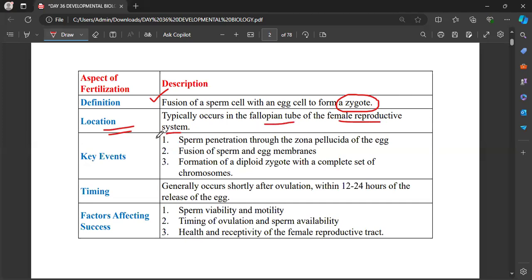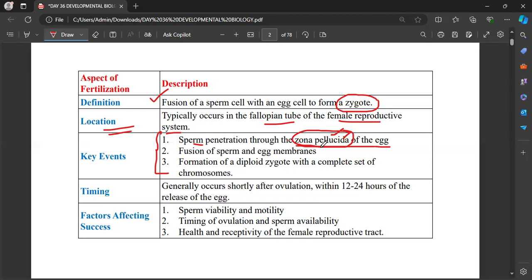Okay, and what are all the things that happen in the process of fertilization? If fertilization has to happen in the fallopian tube of the female reproductive system, the first thing is that the sperm has to reach the egg. To reach the egg, the sperm has to enter the female reproductive part and penetrate the outer layer of the egg, which is called the zona pellucida. This must be your questionable area. This is the first area where the sperm is going to penetrate into the egg by breaking this layer.